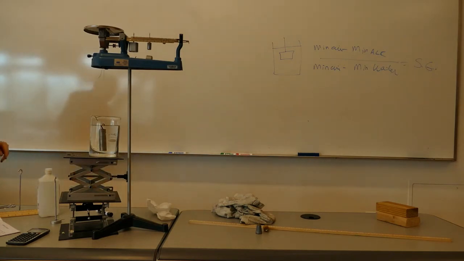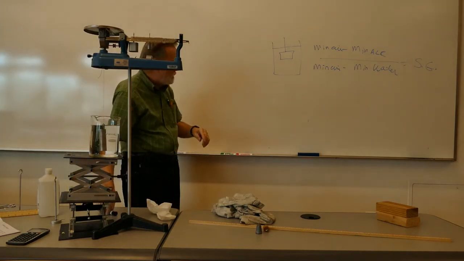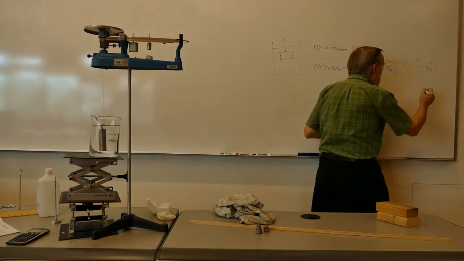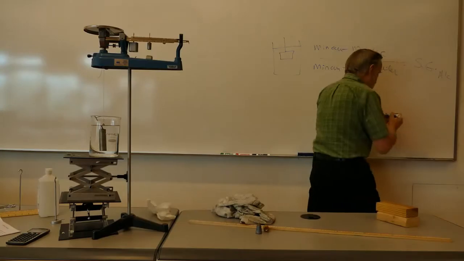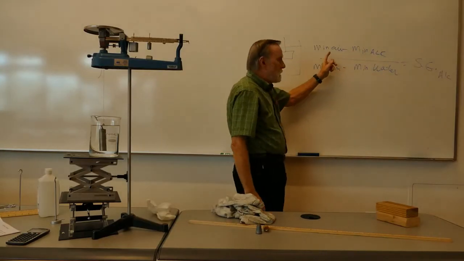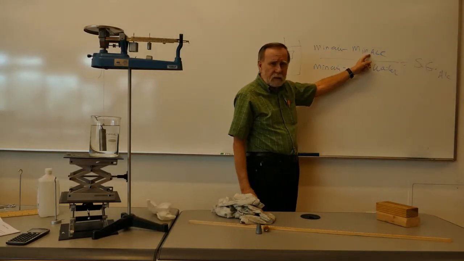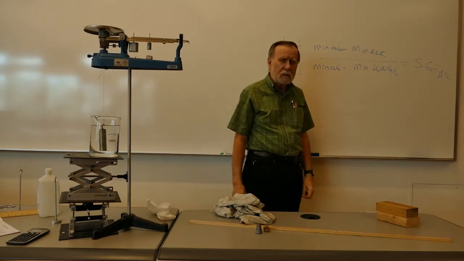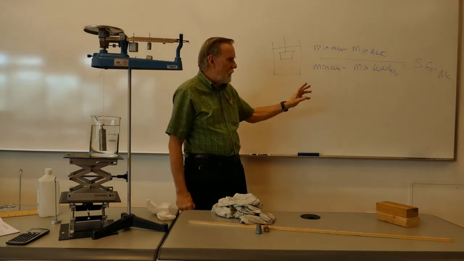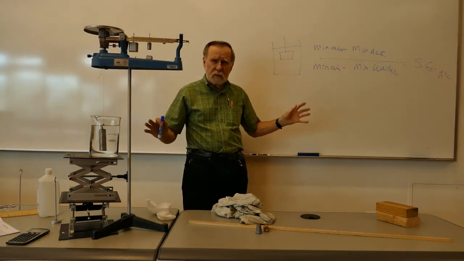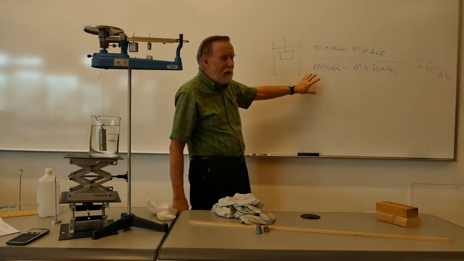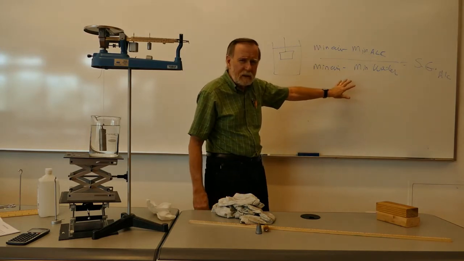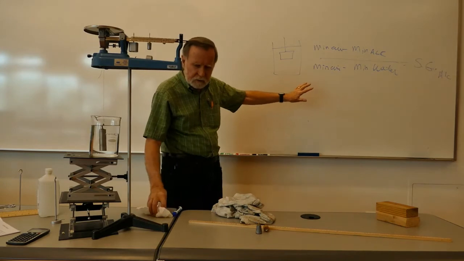So immediately we could calculate the specific gravity of the alcohol. This is the specific gravity of the alcohol. It's just the mass of the aluminum in air minus the mass in alcohol divided by the mass in air minus the mass in water. So the measurements and calculations are super simple. But understanding how Archimedes' principle ties in here is the key. It's what really needs to be understood.